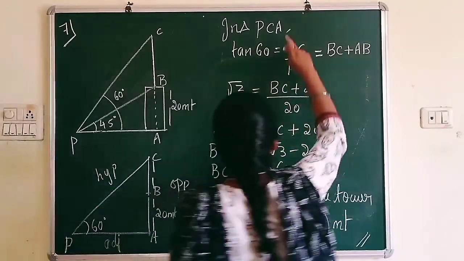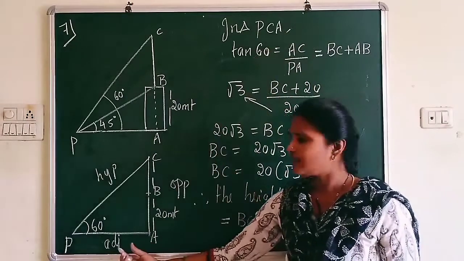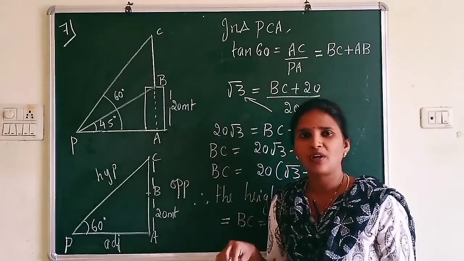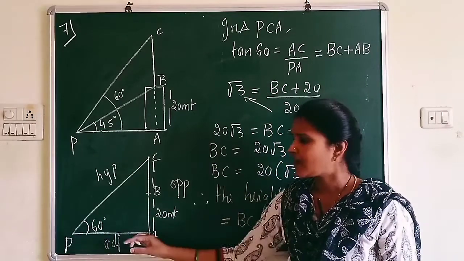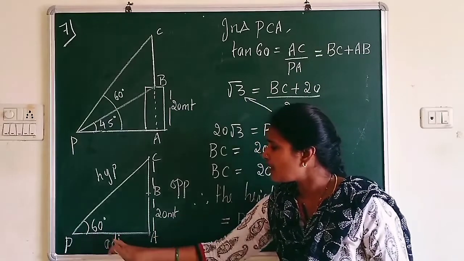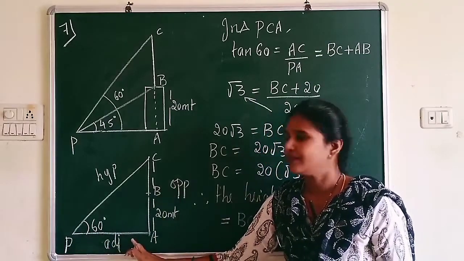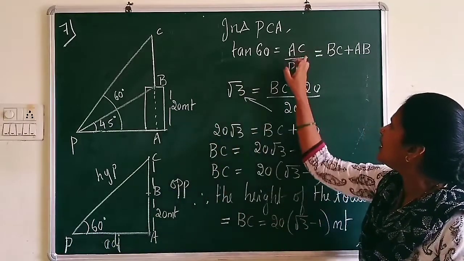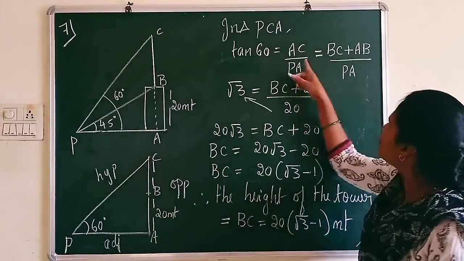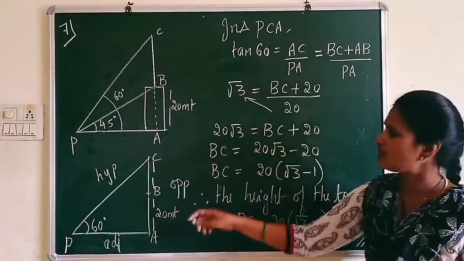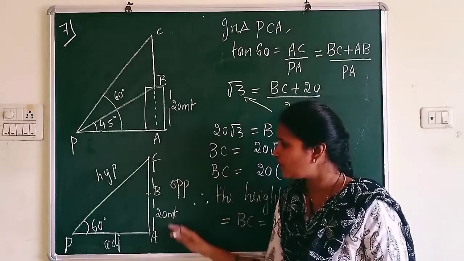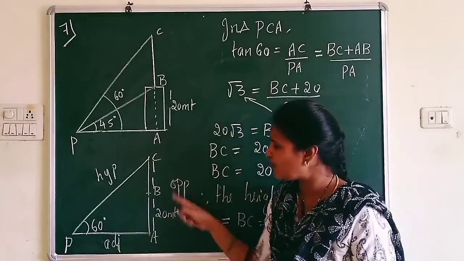So in triangle PCA, tan 60, I already said that in the previous diagram we took PA. So now PA value already I know that it is 20 meter. So I can use this 20 meter in this diagram. So let us take opposite by adjacent, that is tan. So tan 60 equals AC by PA, that is AC is nothing but AC equal to BC plus AB. So you can see the diagram, AC equal to BC plus AB. Total if you take, you won't get, you have to divide the two parts.